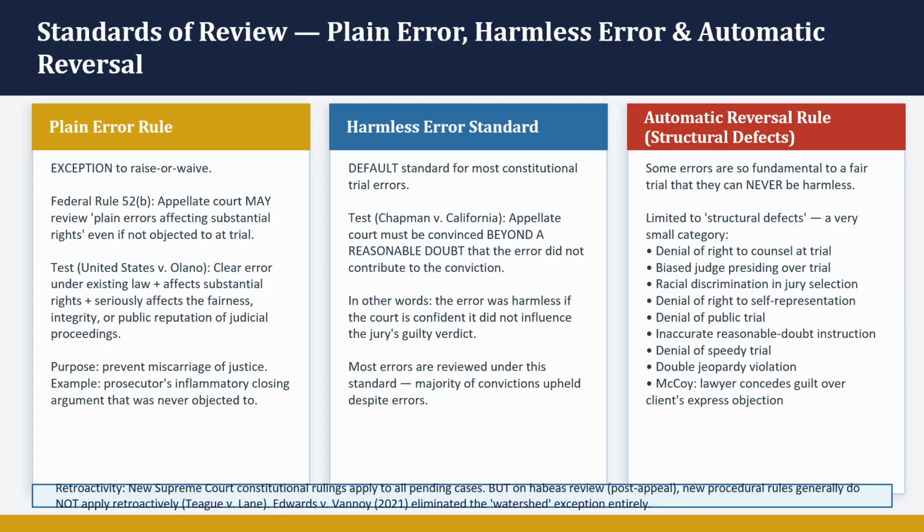On retroactivity, new constitutional rulings apply to all cases pending on direct appeal, cases in the pipeline. But for defendants who have already exhausted their direct appeals and are seeking habeas corpus review, the general rule under Teague v. Lane is that new procedural rules do not apply retroactively. Edwards v. Vannoy in 2021 eliminated the so-called watershed exception, which had theoretically allowed truly fundamental new procedural rules to apply retroactively on habeas. The court acknowledged that in 32 years since Teague, no watershed rule had ever been identified.